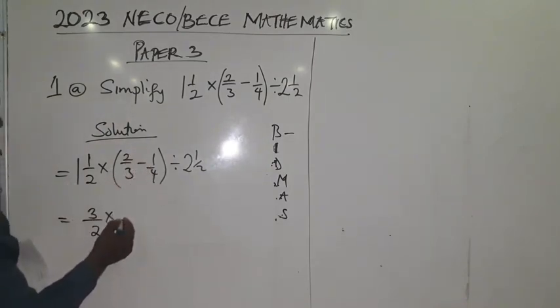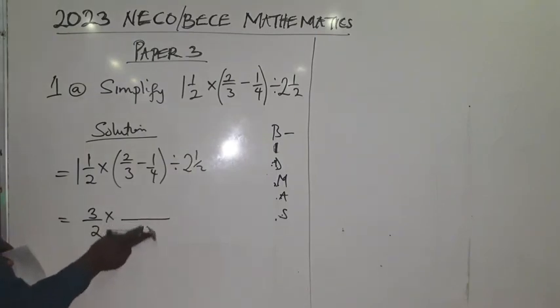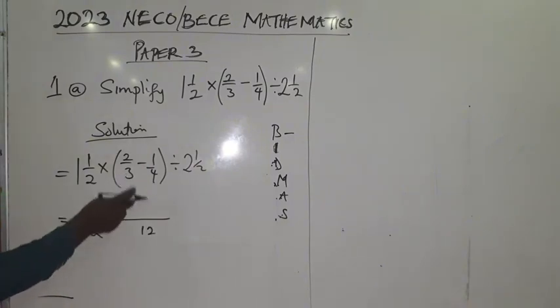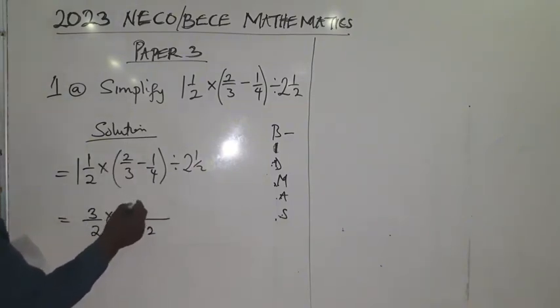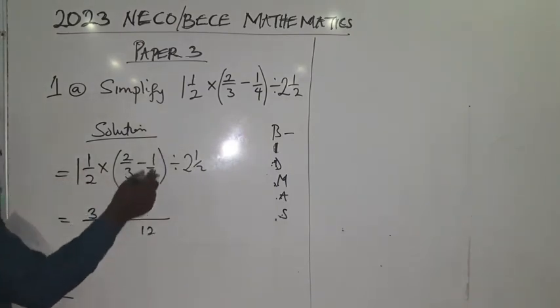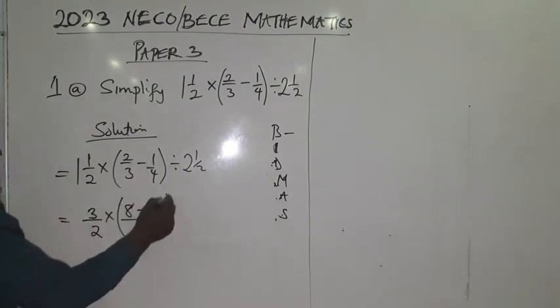So in that case, find the LCM of 3 and 4, which will give us 12. 3 in 12 is 4, 4 multiplied by 2 will give us 8. Minus 4 in 12, that is 3, 3 multiplied by 1 gives us 3. I hope that is clear. So we have solved what we have inside the bracket now.